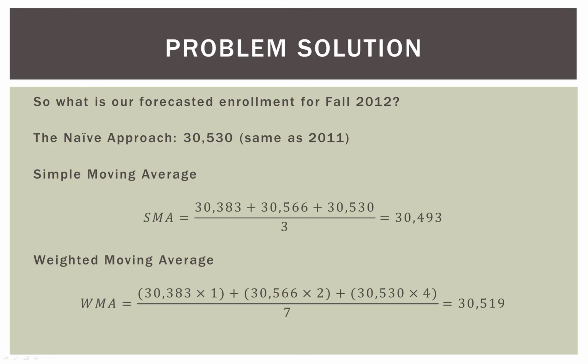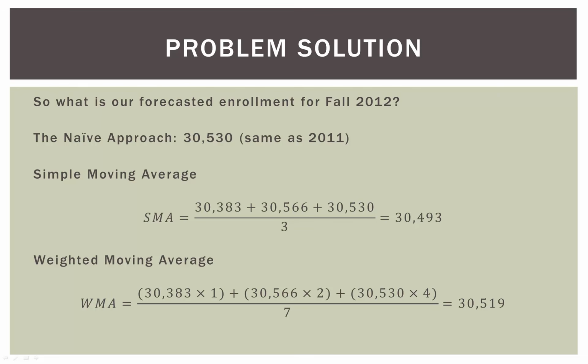30,519. Now let's look at the difference between each approach. Very, very small differences. The naive approach says 30,530. The simple moving average predicts 30,493. Well, that's only a 37 student difference. 37 students out of over 30,000. Now the weighted moving average predicts 30,519. That's actually in between those two.